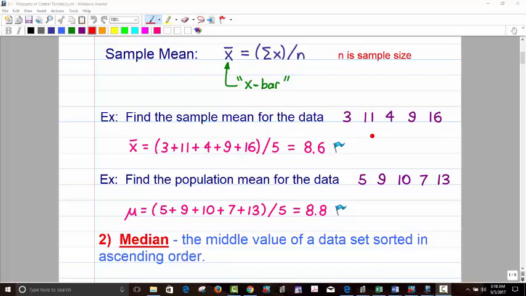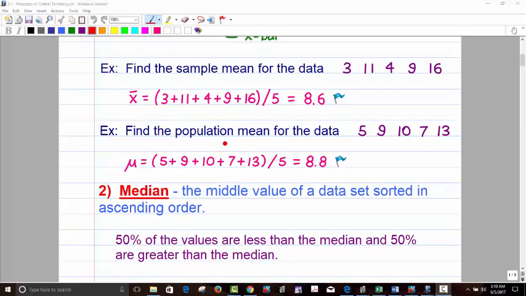I'll see people improperly use calculators and get the wrong answer, and that's good information to know as we go throughout this course. There's going to be other situations where we're subtracting stuff in a numerator, and then we're dividing by the denominator. But if you just went without parentheses, if you just went 3 plus 11 plus 4 plus 9 plus 16, then divided by 5 with no parentheses, you would not get the right answer. Now, you could hit enter after you add those 5 numbers up, and then divide by 5. That would be correct. Well, anyway, we get 8.6 for that answer.